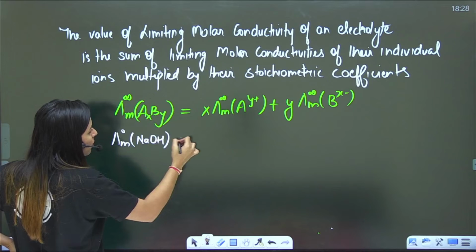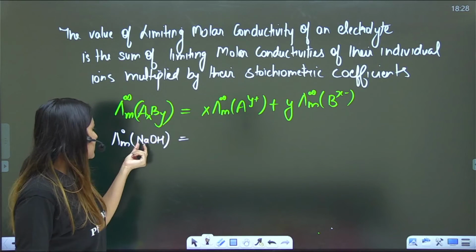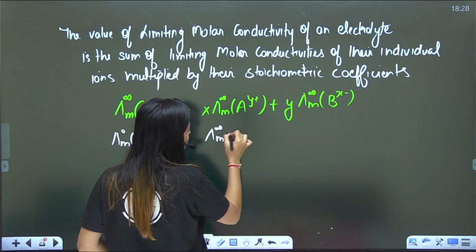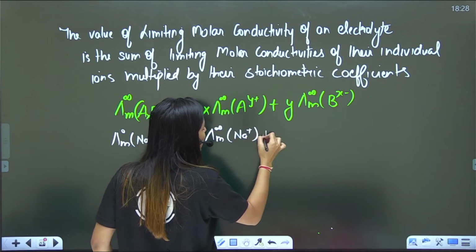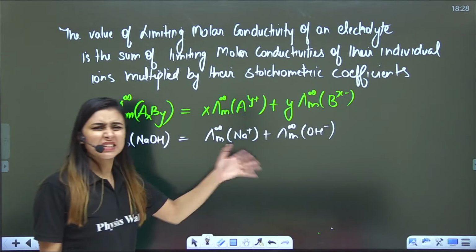So if we talk about NaOH, we know that there is no stoichiometric coefficient coming here. It doesn't have any number here. So the limiting molar conductivity would be of Na+ plus limiting molar conductivity of OH−. Okay, as simple as that.